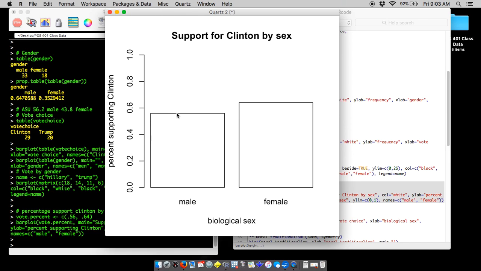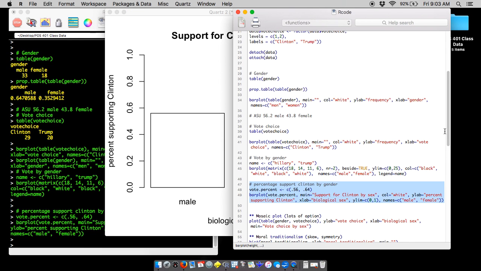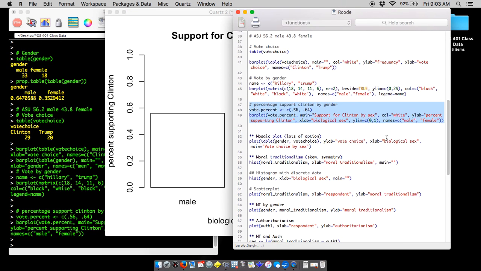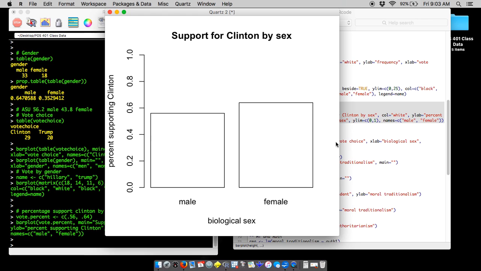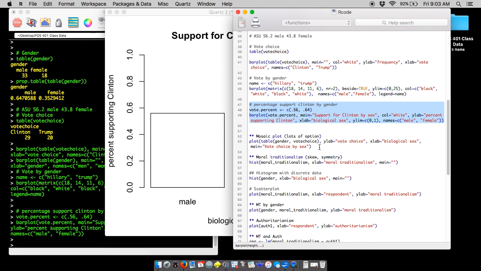And here we have a little under 60% of men who support Clinton. And here we have a little more than 60% of women who support Clinton. So we do see some relationship, potentially some sort of association between gender and which candidate you're supporting during the election. So this is a nice, more informative graph than just the frequency distribution.